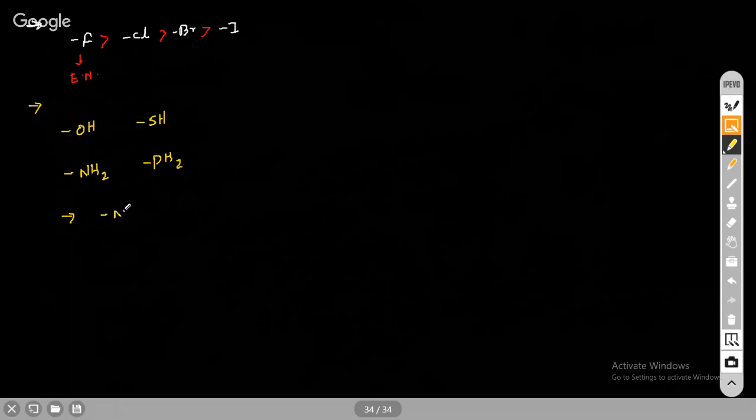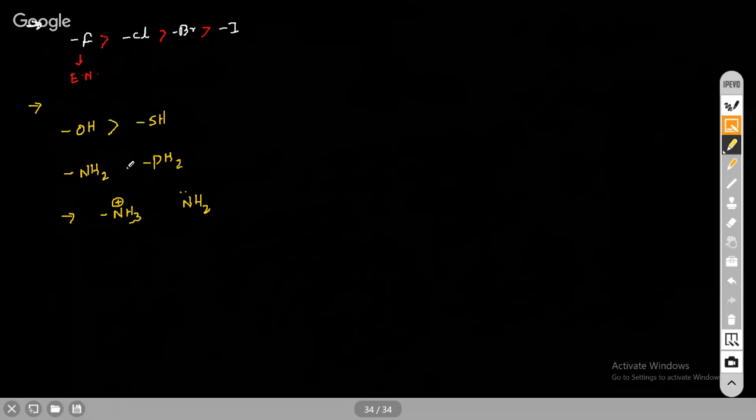Next one we have NH3+ and NH2. Yeah, OH is right. Why OH? Because you see, with this oxygen, this group is attached to the chain, right? So obviously this oxygen is more electronegative than SH, right? So the tendency to withdraw electrons for OH will be more than that of SH. Fine.